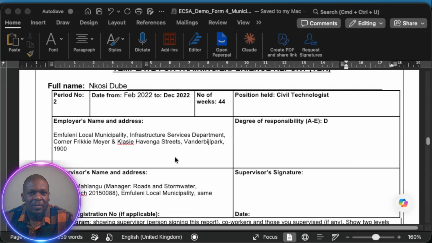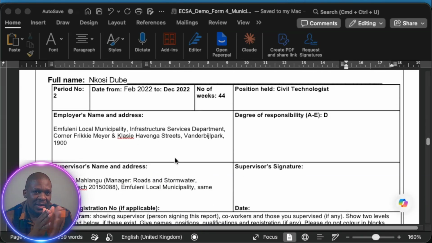All right, now, what I explained in period one is identical. However, the degree of responsibility has increased. Degree of responsibility now is degree of responsibility D. I need to put this disclaimer again. This information doesn't necessarily mean that this local municipality is facing this problem. I don't want anyone to sue me. And the names of the people here, registration number, are just for educational purposes only.